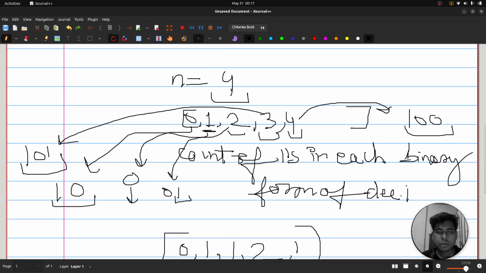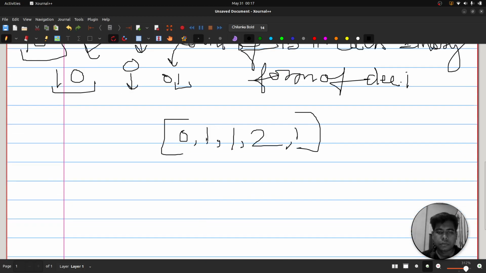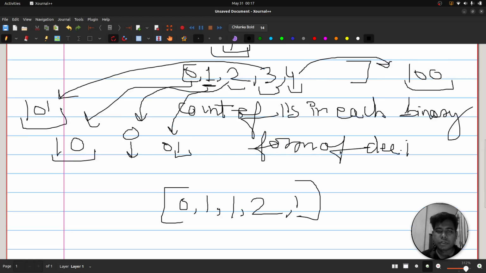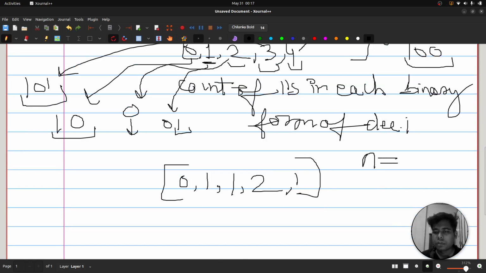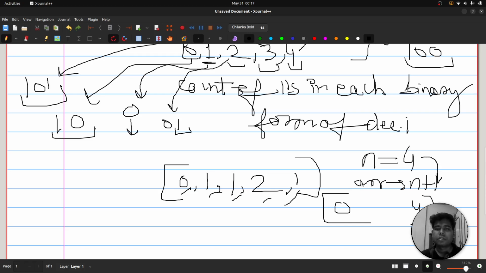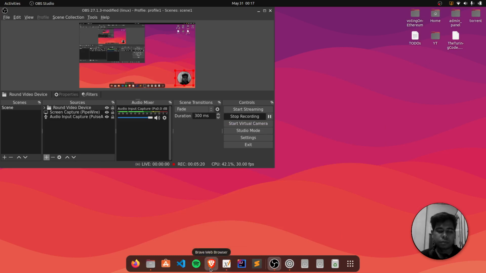They have asked till 4. One thing to notice: if n is 4, you are returning an array of size n plus 1. Why? Because you are including 0 also, and 4 also. So 1, 2, 3, 4, 5. You are returning an answer array of size n plus 1. Okay, so let's start coding on the LeetCode platform.